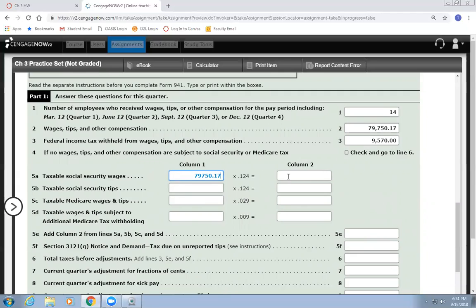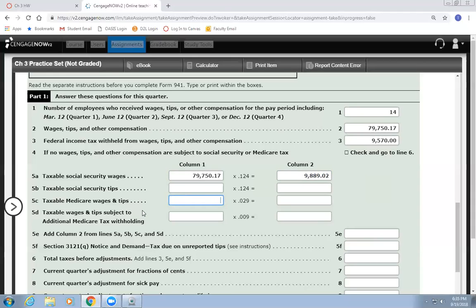In this case, they want us to multiply it by 0.124. That's for 6.2% of both the employee's contribution and the employer's. That's both contributions, because we withheld from the employee and now we have to pay our share too. So that's where they're getting the 12.4%. That should be $9,889.02. Then 5B, they didn't report any tips, so we can just leave that one blank.